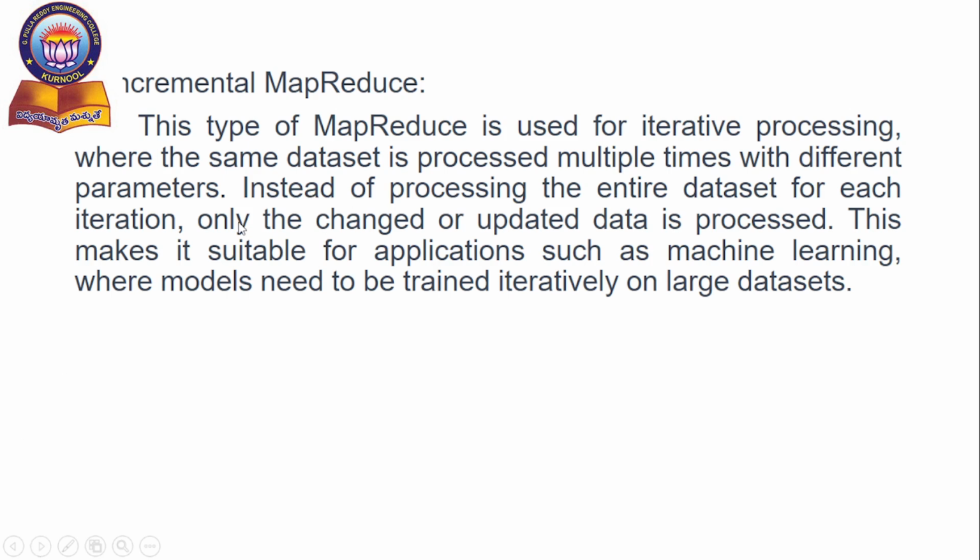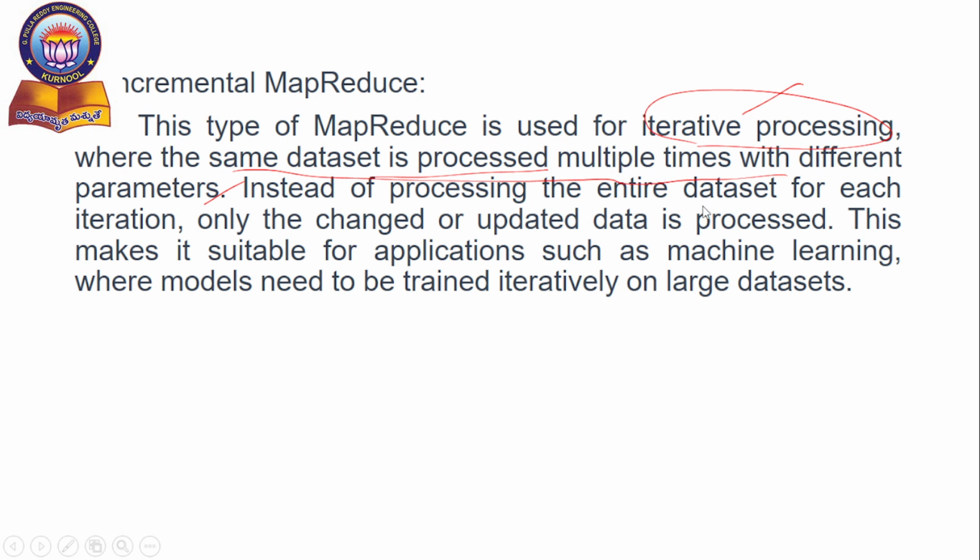Next one is incremental MapReduce. This type of MapReduce is used for iterative processing. So if you need to process the data iteratively, then this MapReduce will help us, where the same data set is processed multiple times with different parameters. So that is, iterative processing will have the same data that needs to be processed multiple times. Each and every time it may vary with the parameters given to it.